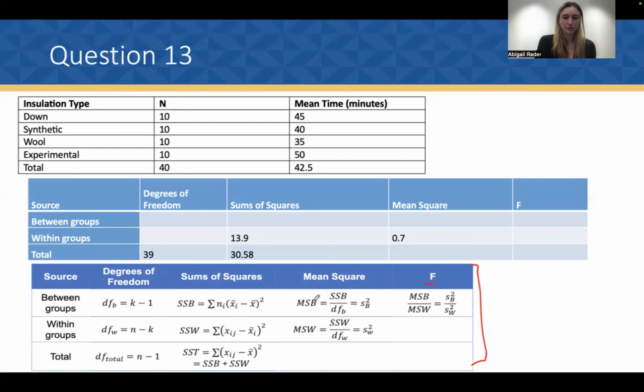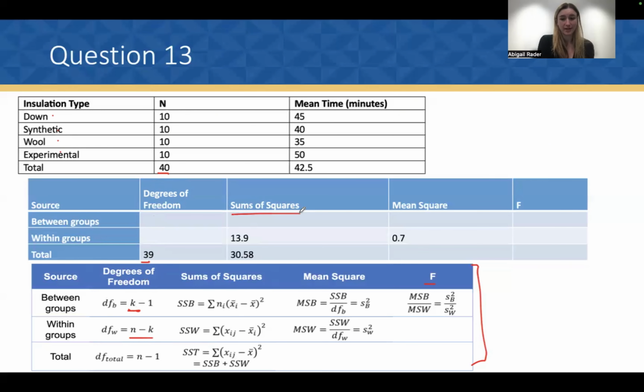So if we were to write all of this out, degrees of freedom are pretty straightforward. K is our number of categories. So we have 1, 2, 3, 4 down: synthetic, wool, experimental, installation. I don't remember writing this question. It was a year ago. So K minus 1 is going to be 3. So we have 3 for our between group degree of freedom. Then within group is N minus K. Our N is 40. 40 minus 4 is 36. And then total is just 39, the sum of those two.